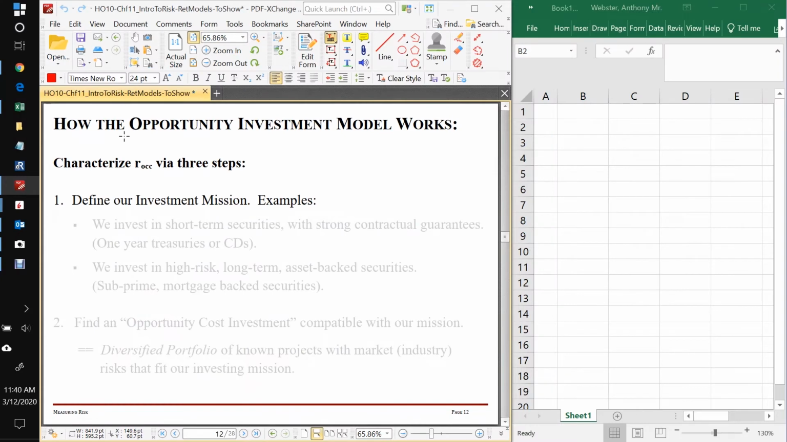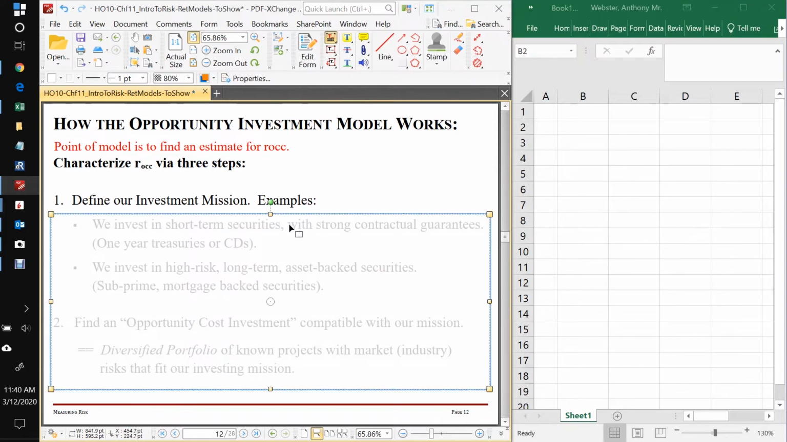So let's look at now how the opportunity investment model works, okay? The whole idea, the point of the model, is really to find an estimate for ROCC, our opportunity cost of capital. And it does it like this with 3 steps. First thing is we have to define our investment mission.